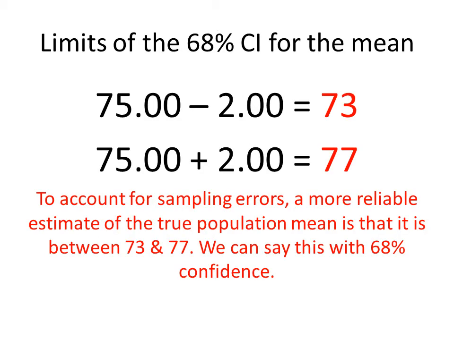Now these two numbers, the 73 and the 77, are the limits of the 68% confidence interval for the mean of 75. So to account for sampling errors, there is a more reliable estimate of the true population mean, in that it is between 73 and 77. And we can actually say that we are 68% confident that the true population mean lies between 73 and 77.